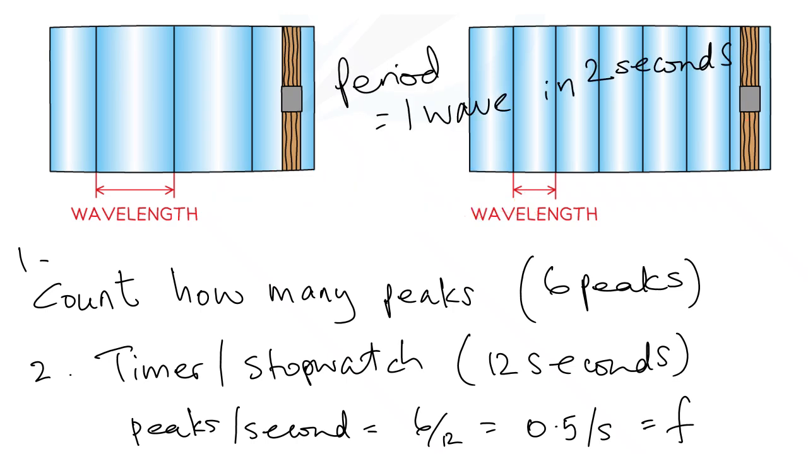Okay, the period is how long it takes for one wave. So I'm just using this example here. If you have 6 peaks in 12 seconds, then your frequency is 6 divided by 12. You do the number of peaks divided by the number of seconds, so you have 0.5 waves per second. So your frequency is 0.5 hertz, is your F. Your period is 1 over F. So 1 over 0.5 is 2. So 2 seconds will be your period.